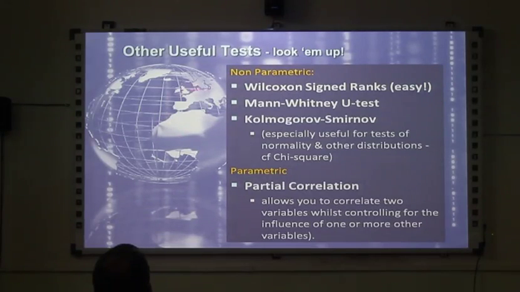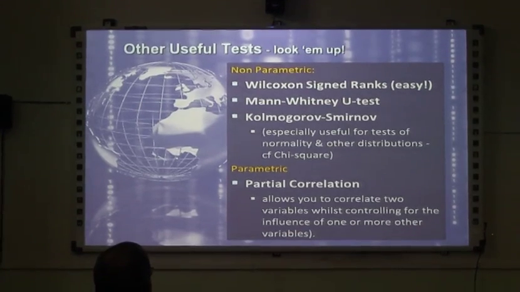There are other useful tests. Wilcoxon signed ranks is the easiest. Mann-Whitney. Kolmogorov-Smirnov is especially used for tests of normality. And there's a nice technique called partial correlation. Partial correlation you only need a computer to do for you. But what it does is hold one variable constant and look at the variation of two others, the correlation between two others, if you take that out of the problem. And there are so many variables that are closely linked in landslide studies that sometimes it's a handy thing to know.